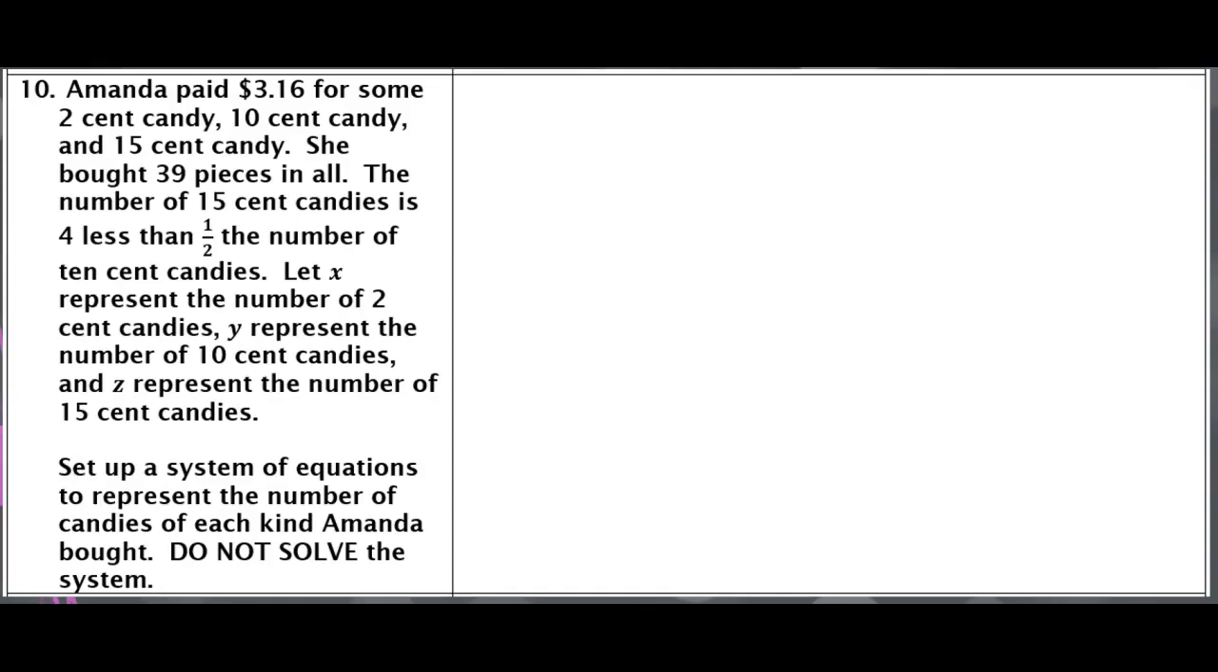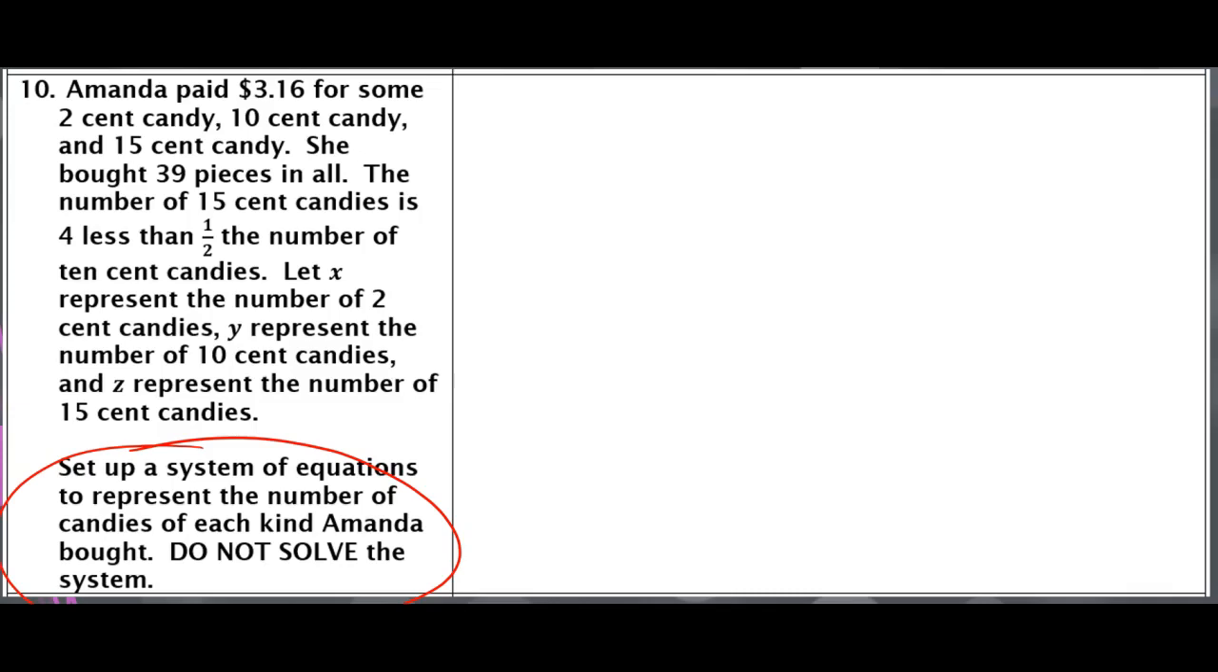This is a word problem that we are going to represent with a system of three equations. Before we get started, I want to draw your attention down here to this bottom sentence. It says, set up a system of equations to represent the number of candies of each kind that Amanda bought, but do not solve the system.